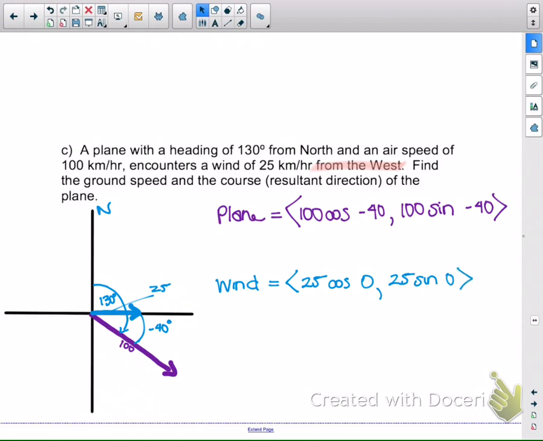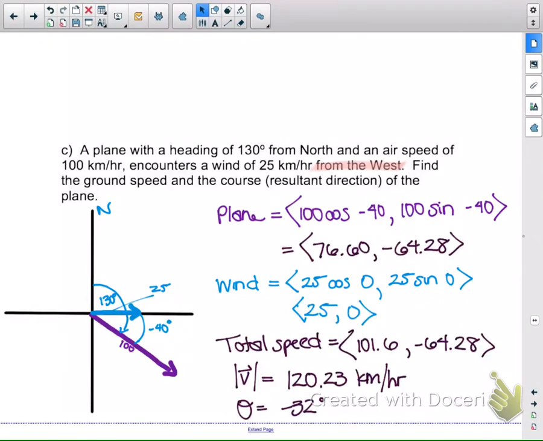Then we'll finish this up exactly the same way we did the other ones. Add them together to find total speed. We'll talk about the angle as soon as you're done finding that from your calculator, but go ahead and do that for just a second. On this, you do get negative 32 degrees as your angle. That is, however, not the correct answer in terms of bearings.